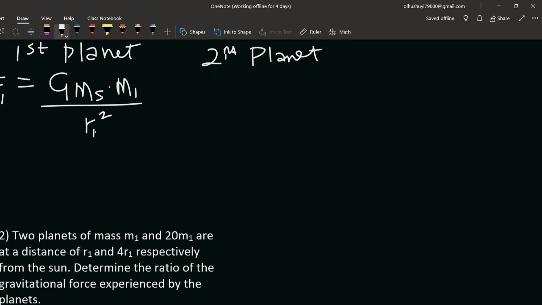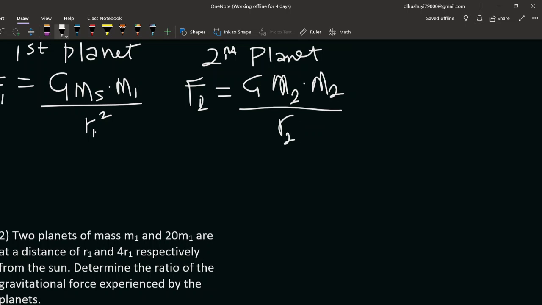Then second planet. Let me call this f1. I'll call the force between that planet and the sun f2, with the same gravitational constant, the mass of the sun times the second mass, upon the radius from the sun, that will be r2 squared. But don't forget, here we were told that r2 is equal to 4r1. Do you see that? Then you can now square it. Squared, this one is equal to ordinary r1. Are you seeing that?